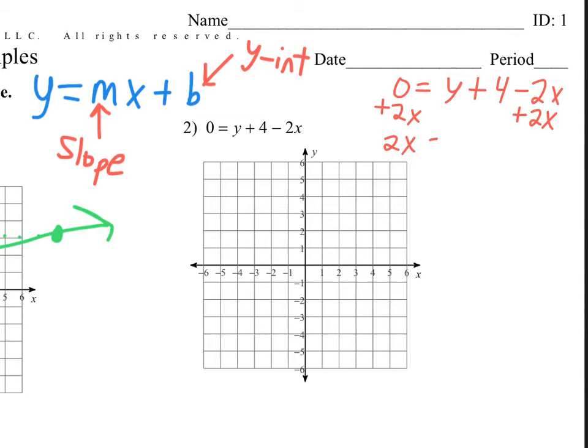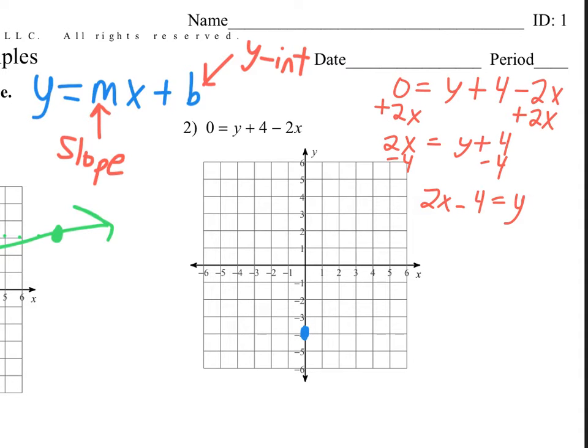So I'll have 2x equals y plus 4. And now to get the y by itself, all I need to do is subtract 4 from both sides. So we will have 2x minus 4 equals y. Now it's in slope-intercept form, so we're ready to graph. We're going to do the same thing we did in number 1. I'm going to start out at the y-intercept, which in this case is negative 4.